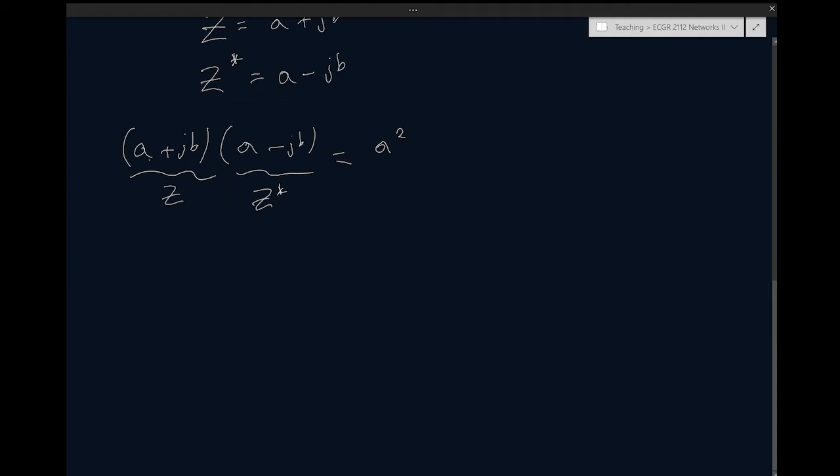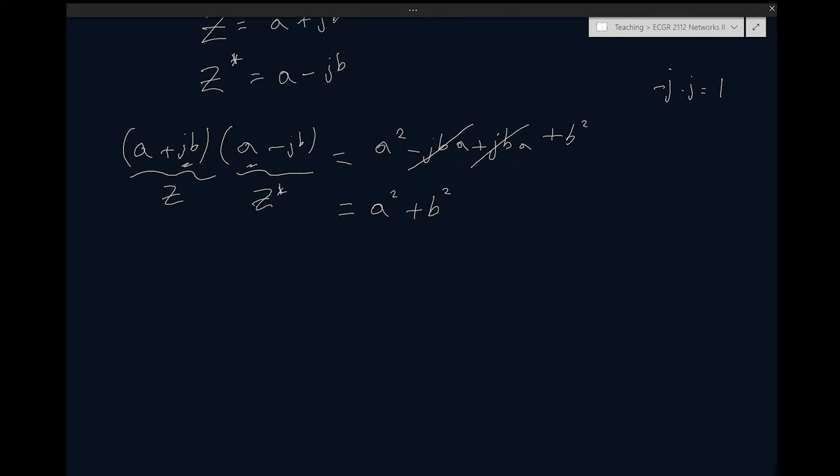and then a times minus jb, so it's minus jba, and then plus jba, and then j times minus j is what? j times j is -1. What's minus j times j? That's clearly 1. So j times minus j is 1, so I end up with b squared plus b squared. This cancels with this, and it turns out that the complex number times its conjugate just gives me the real part squared plus the imaginary part squared. So if you take the conjugate of any complex number and multiply it by that number, you get a real number. This is always true: a number times its conjugate gives me a real number.